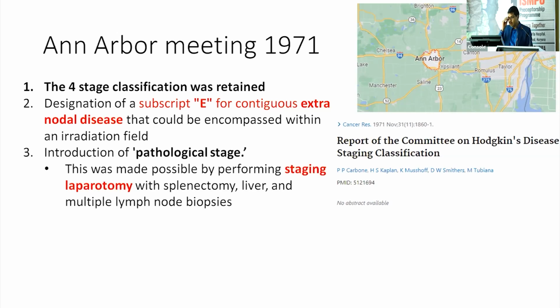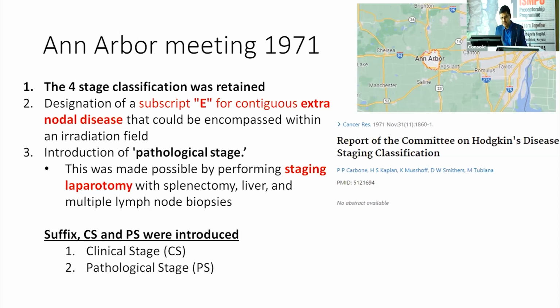The second thing, which is now obsolete today, is pathological staging. This heralded the era of staging laparotomy. Before that, in the 1960s and 70s, barely USG was there. CT scan was not heard of. They just used to palpate, and if the spleen was enlarged, it was called spleen is involved. But now they started saying you do staging laparotomy, you do complete splenectomy, take a piece of liver, and do multiple lymph node biopsies in order to stage any patient of lymphoma optimally.